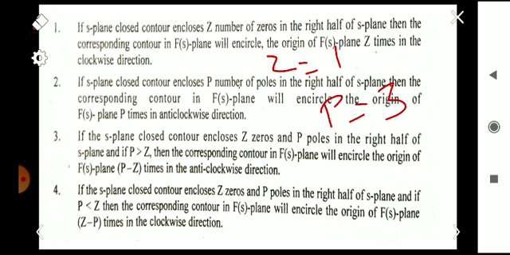And if the condition reverses, that is if Z is greater than P, then Z minus P times in the clockwise direction, that is, zeros are higher, so corresponding to zeros we are having the clockwise direction. So Z minus P times in the clockwise direction, we are having encirclement in F of s plane.